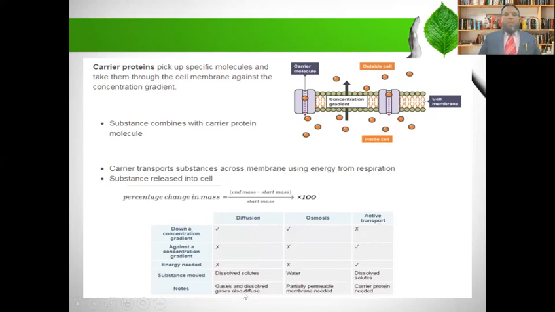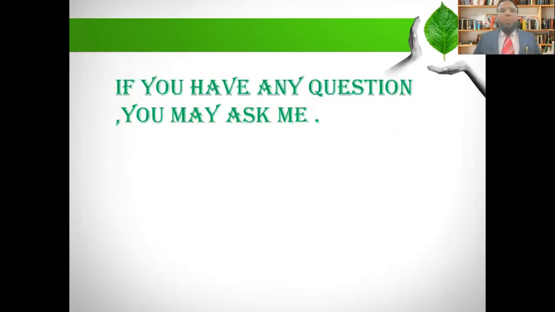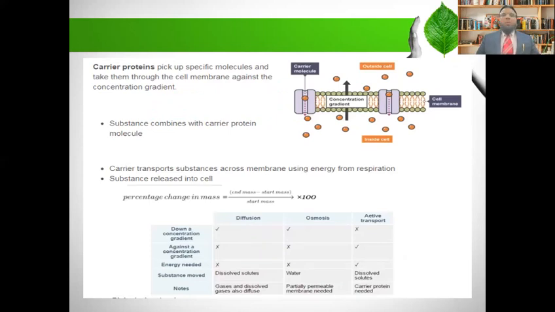Notes: gases and dissolved gases also diffuse in the diffusion process, but in osmosis, a partially permeable membrane is needed. In active transport, the carrier protein is required. So this is the comparative study of diffusion, osmosis, and active transport. Now this is the end of this chapter, the end of this topic.